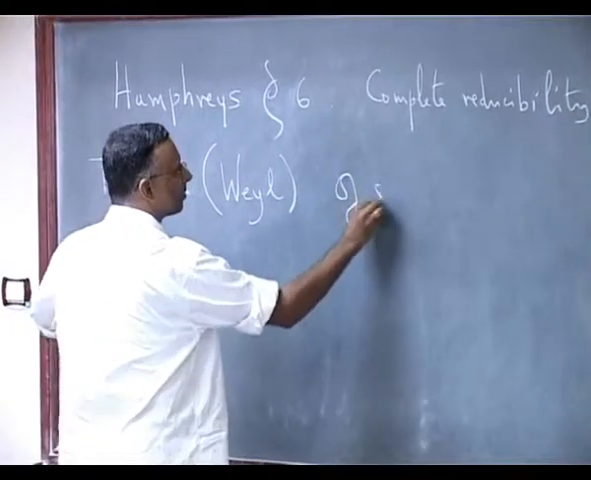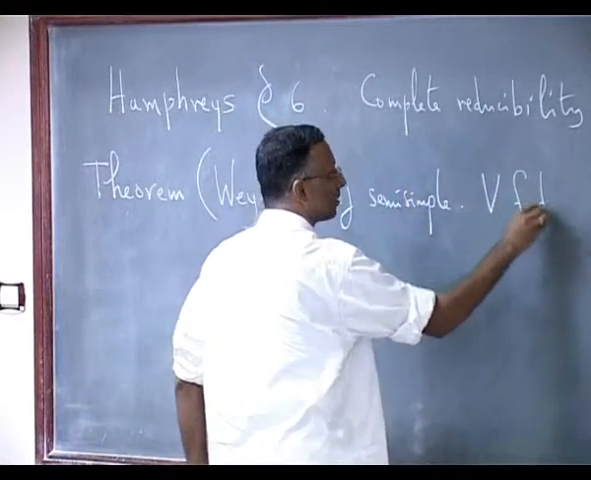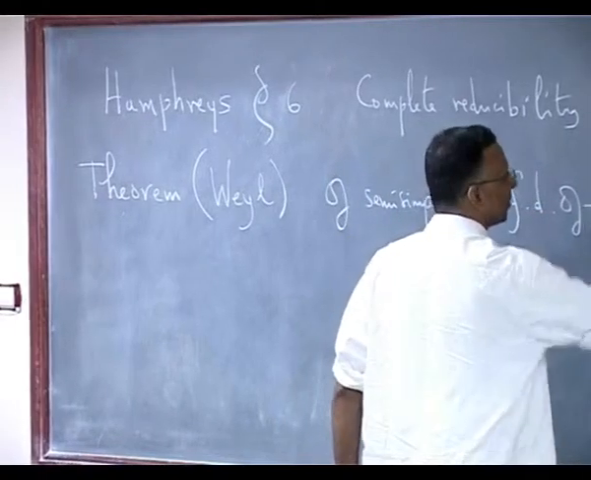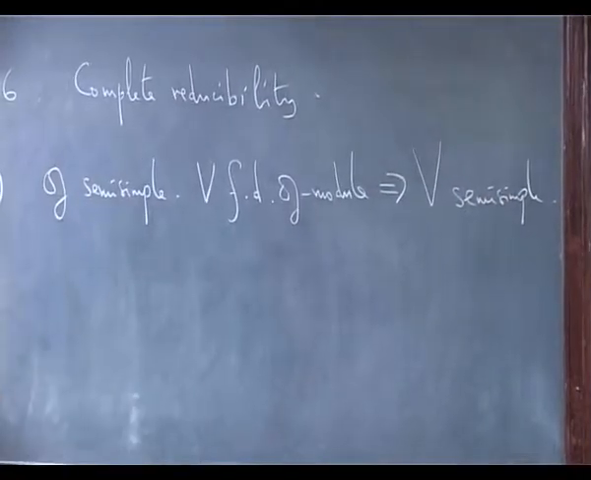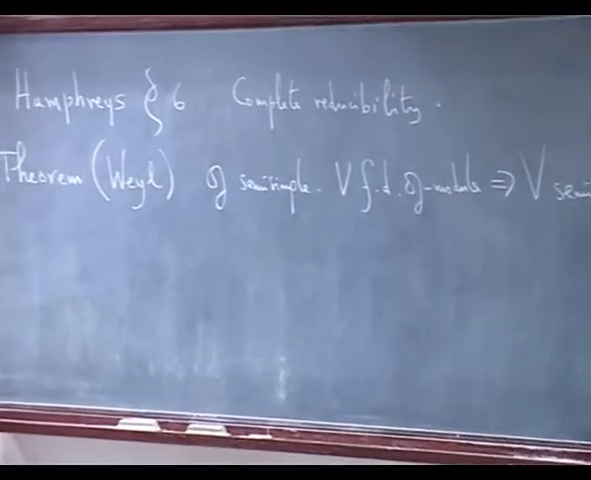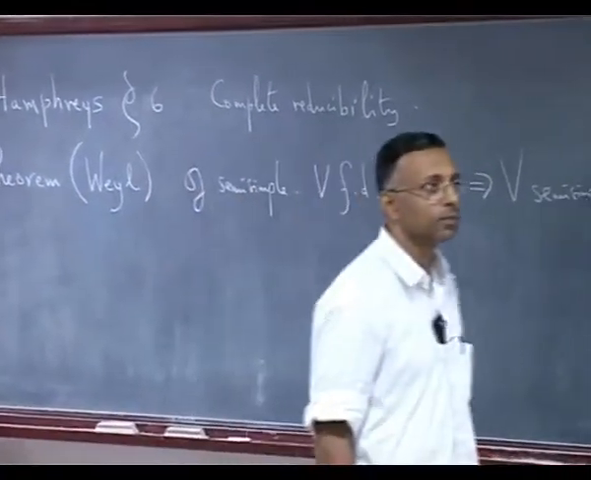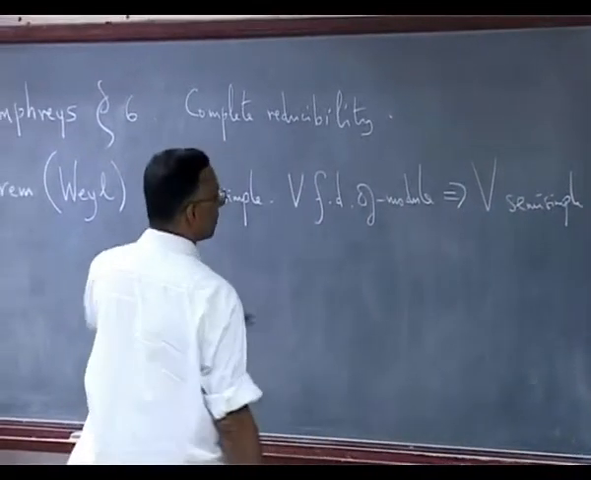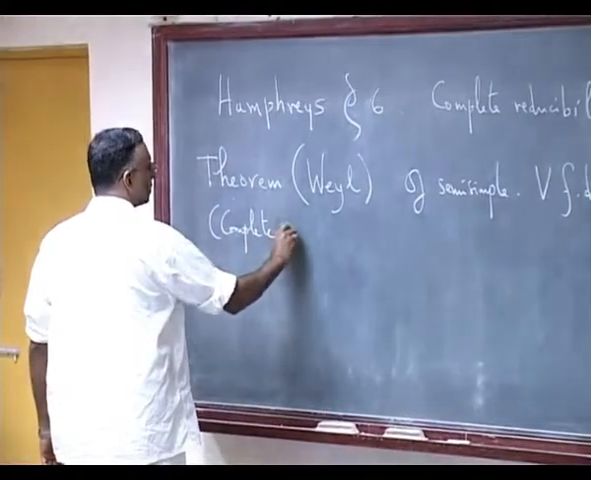So G semi-simple, V finite dimensional G-module implies V semi-simple. It's a very simple statement. A finite dimensional module over a semi-simple Lie algebra is semi-simple. What it means is, so this is complete reducibility. This is the statement.